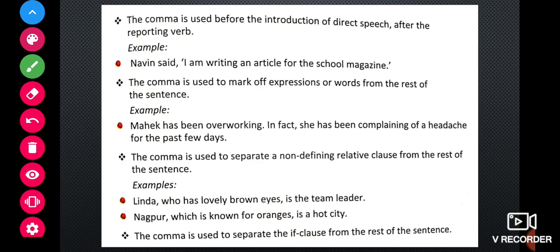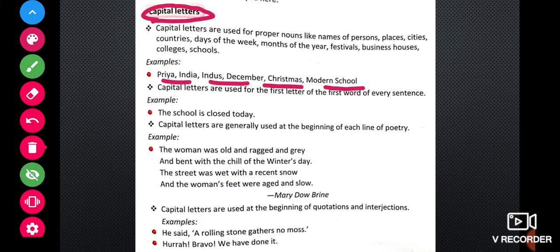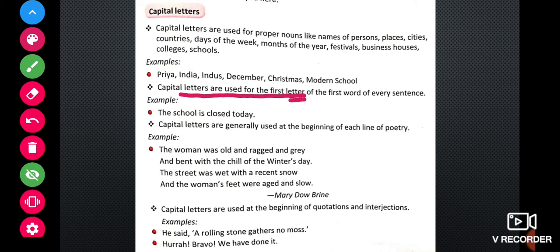Capital letters are used for the first letter of the first word of every sentence. We already know this. Capital letter is always used to start a sentence. Now most of us are already aware about it, but we don't follow this, and it can be very easily seen in your notebooks and your answer sheets. So please make a note of it. Always start your sentences with capital letters.